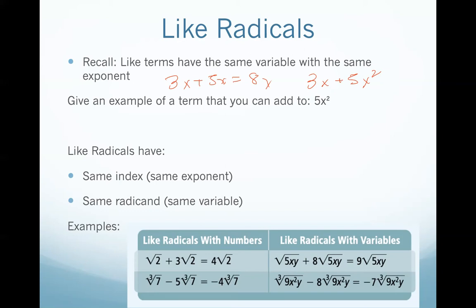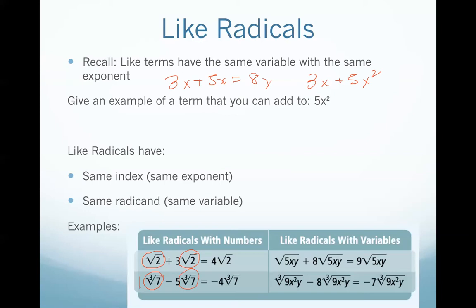So some examples of like radicals: the square root of 2 and 3 times the square root of 2. So think about the square root of 2 as being your variable. The cube root of 7 and the cube root of 7 match. So then I can do 1 minus 5 is -4.